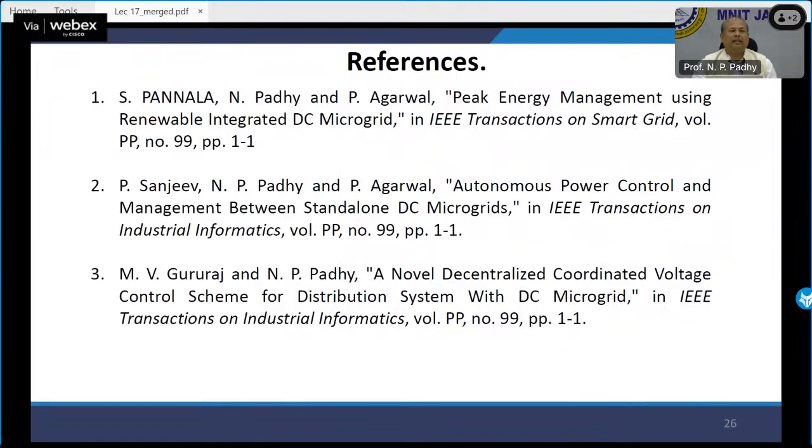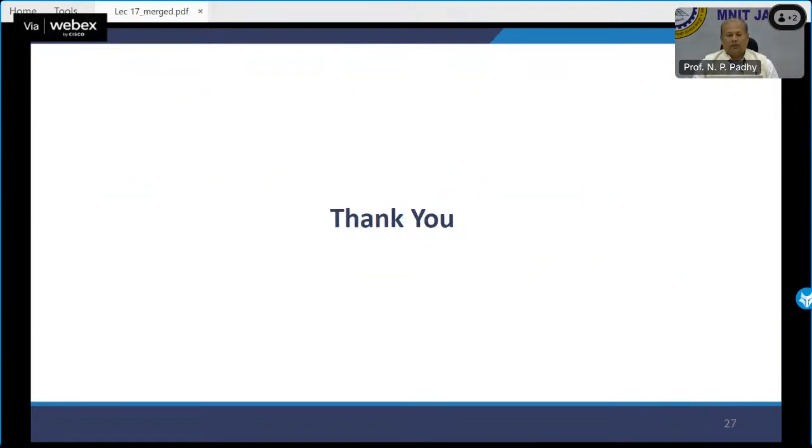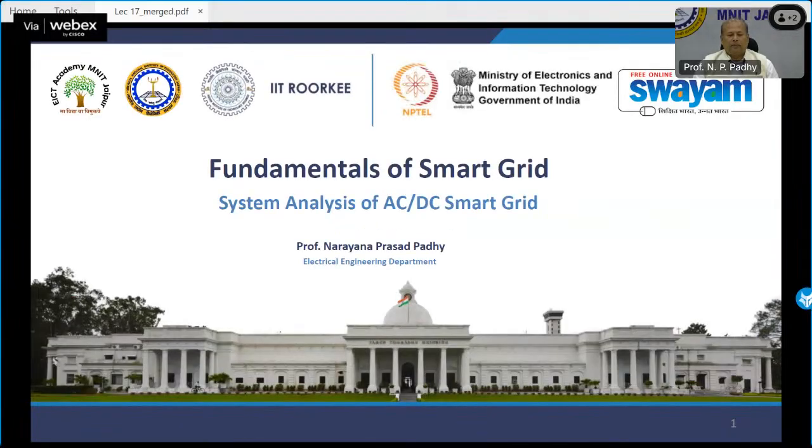So mainly the presentation belongs to 3 IEEE Transactions. Two belong to Sanjeev and 1 belongs to Gururaj. One is IEEE Transactions on Smart Grid and 2 belong to Industrial Informatics. If you refer to them, you'll be able to understand all the CHIL and PHIL experimentation, including simulation and real time, both together. Good. Then we'll slowly move to system analysis of AC/DC microgrid.